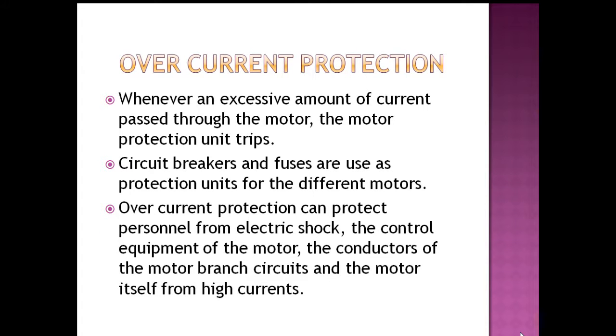Next is the overcurrent protection. In this overcurrent protection, whenever an excessive amount of current passes through the motor, the protection unit trips. Circuit breakers and fuses are used as protection units for the different motors. Overcurrent protection can protect personnel from electric shock, the control equipment of the motor, the conductors of the motor branch circuits, and the motor itself from high currents.